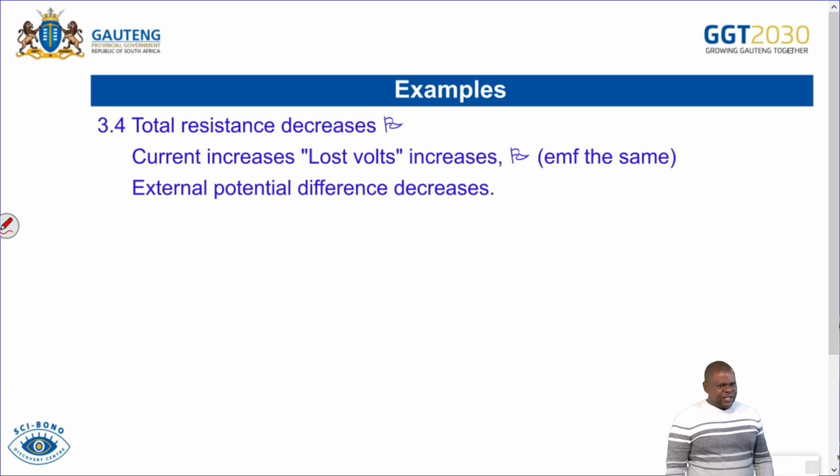Then the answer that we're going to choose there is decrease. Why is the potential difference decreasing? Because the resistance will decrease, current will increase, and the lost volts will increase. That makes the potential difference decrease. Are we together, grade 11s? Yes, because the EMF does not change.